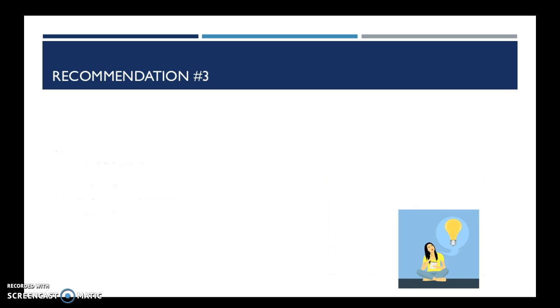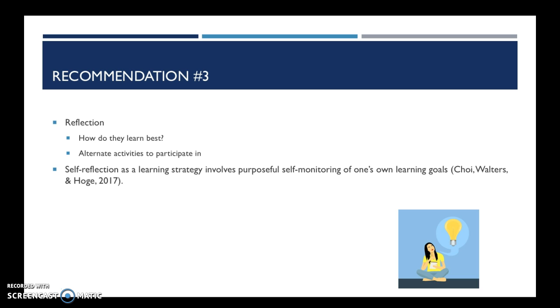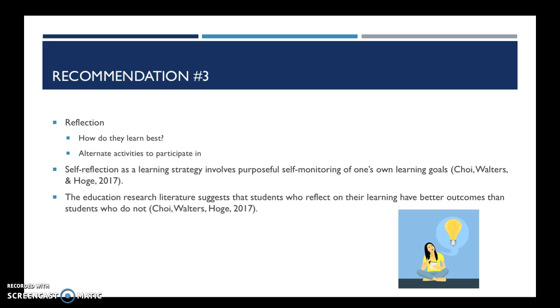Finally, recommendation number 3 involves student self-reflection. Within the self-reflection, we will need to determine how these students learn best. We can also brainstorm alternate activities these students can participate in. Self-reflection as a learning strategy involves purposeful self-monitoring of one's own learning goals. The education research literature suggests that students who reflect on their learning have better outcomes than students who do not.